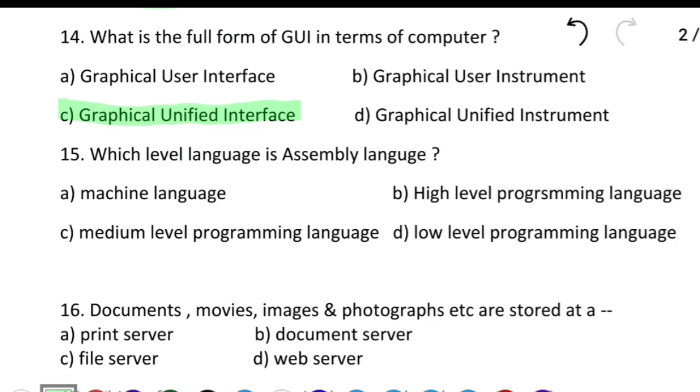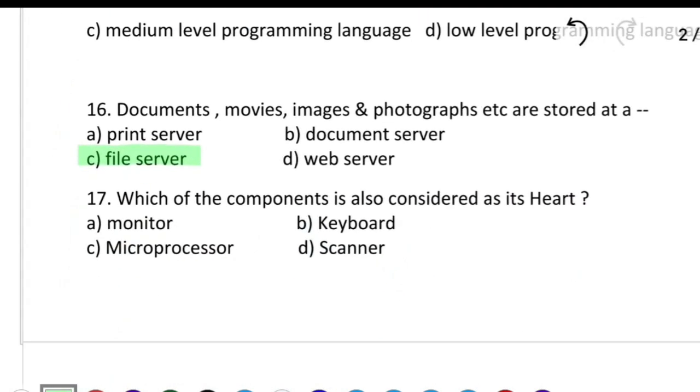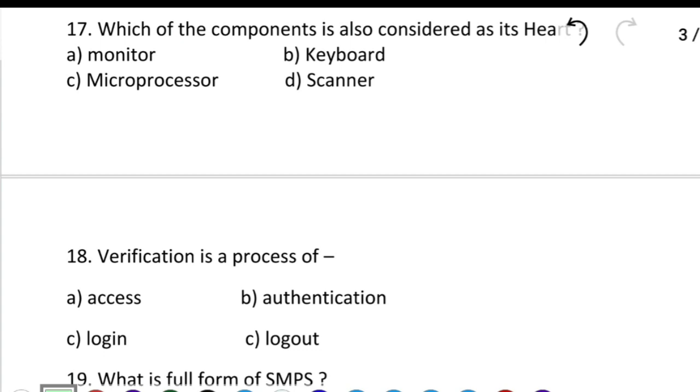Question number 15. Which level language is assembly language? Here option A is right answer, machine language. Question number 16. Documents, movies, images and photographs etc. are stored at a file server. Option C. Question number 17. Which of the components is also considered as its heart? Microprocessor. Option C.